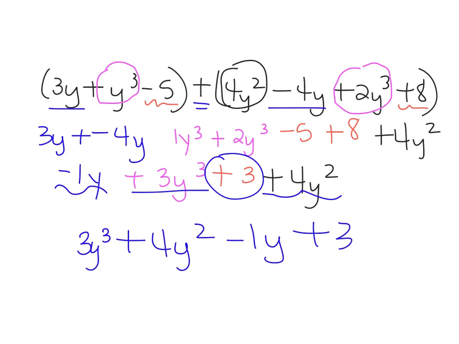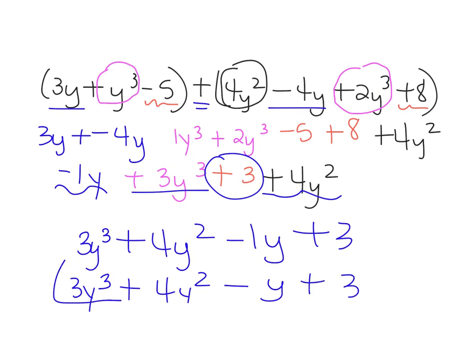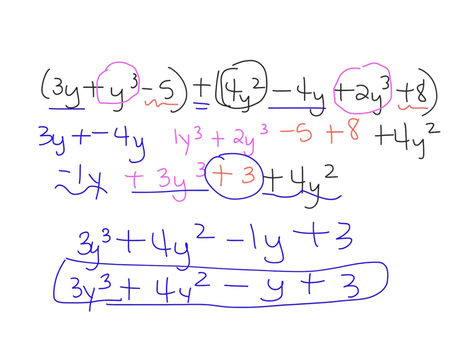Now, that answer right there is perfect, but you could also write it as 3y cubed plus 4y squared minus y, don't have to write the 1, plus 3. There's my final answer in standard form. Now, what if I said, what's the leading coefficient? Hopefully you just said to yourself 3, because it's the number in front. Okay?